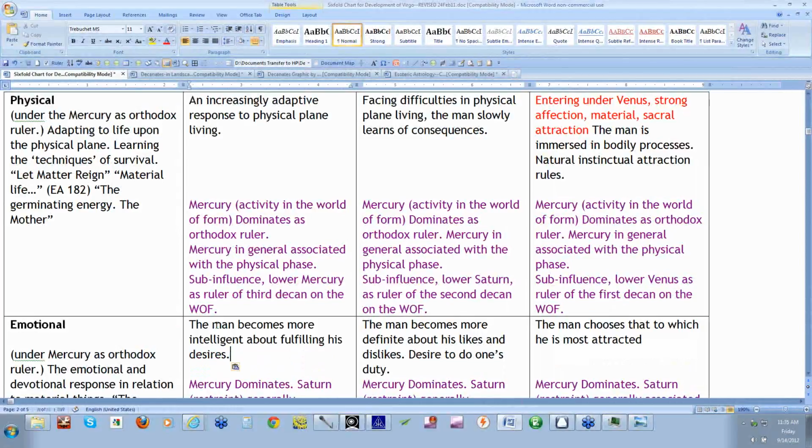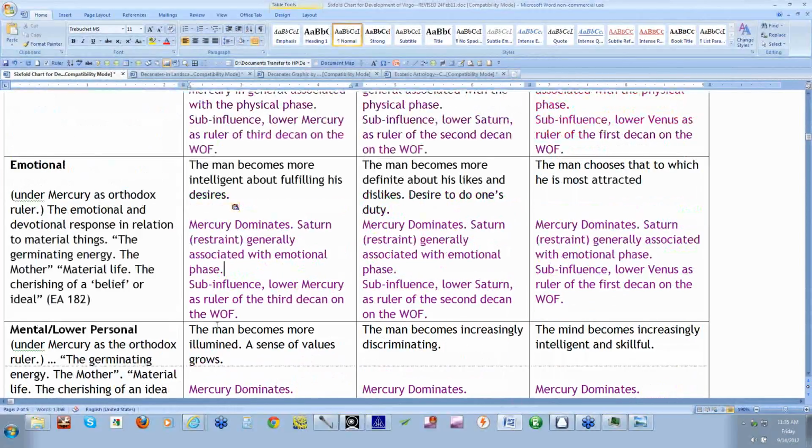But now we're in the emotional phase, and we're still in the general Mercury phase of development, because Mercury is the orthodox ruler and rules the entire phase of personality development. So under Mercury, the emotional and devotional response in relation to material things, devoted to material things. We're in a chemomonastic stage here, eventually. It is called the germinating energy of the mother, material life, the cherishing of a belief or an ideal, eventually.